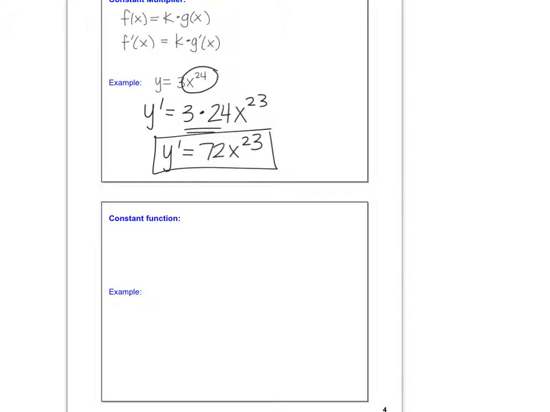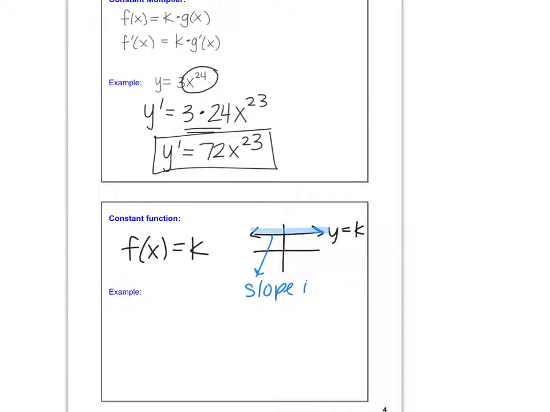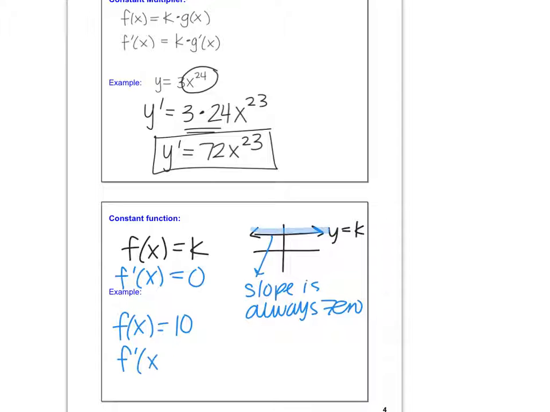All right, constant function. If you have a function that is just a number, so k is a constant, here's what the graph looks like, right? What is the slope of this line? Side to side slope, that means this slope is always 0. So the derivative of any constant is just 0. So if I say, hey, if f of x is 10, what's the derivative? You are going to really easily just be able to tell me that it is 0.